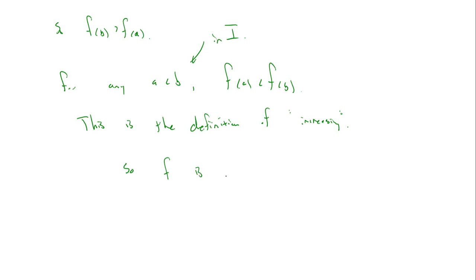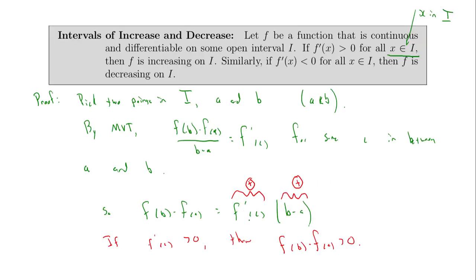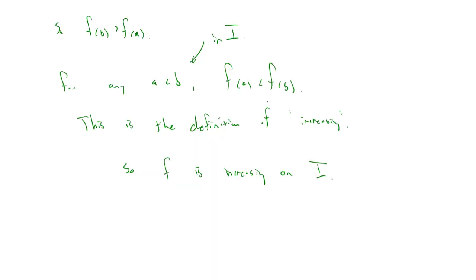So f is increasing on I. Notice if we went back and we said this derivative was negative instead, then we have a negative times a positive, meaning the whole thing is negative, meaning f of b minus f of a is negative, meaning f of a is bigger than f of b, and that would be our definition of decreasing.